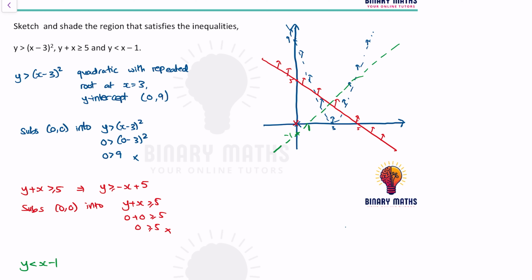Now again, I need to identify which part I want. Substitute 0, 0 in. So 0 is less than 0 take away 1. Is 0 less than minus 1? Again, that is false. So I don't want the part with the origin, which means I want this part.